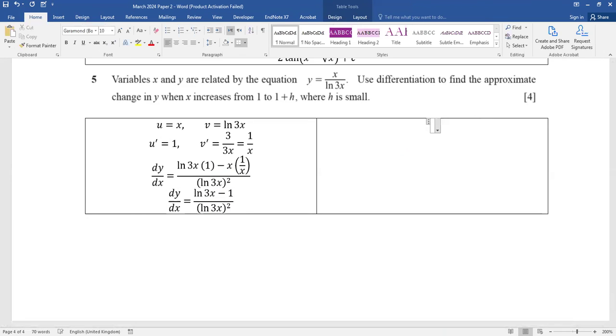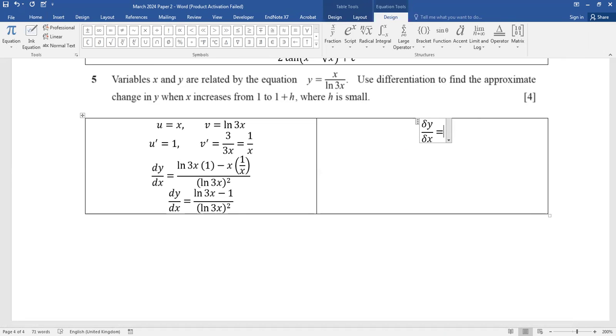Now this can be approximated to a small change in y over a small change in x, and the value of x that we'll use is 1. So ln 3 minus 1 over ln 3 whole squared, and the change in x is h. So h into ln 3 minus 1 upon ln 3.